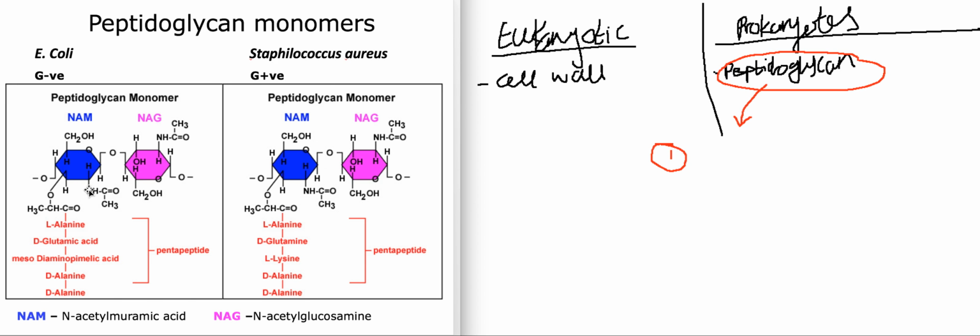So the two key sugars are NAM, N-acetylmuramic acid, and N-acetylglucosamine. Right, now we have two types of bacteria here, Staphylococcus aureus and E. coli. So this is gram-positive Staphylococcus aureus, and this is gram-negative. The main difference between these two is this molecule here, meso-diaminopimelic acid, whereas this has a lysine. Right, that's the only difference. But why this is gram-positive and why this is gram-negative, we'll look at in a moment.